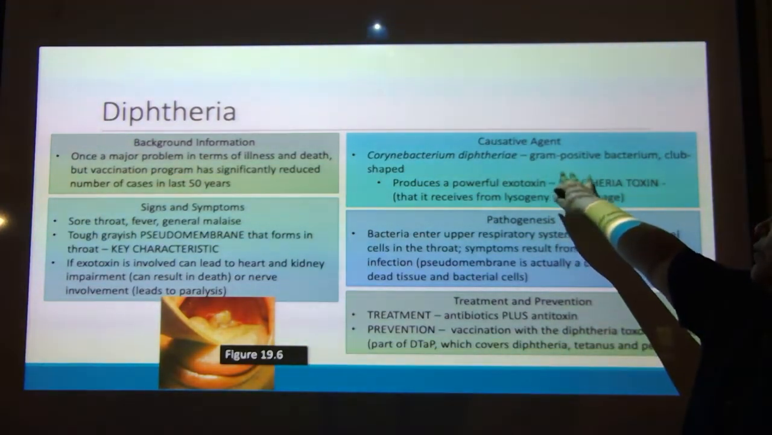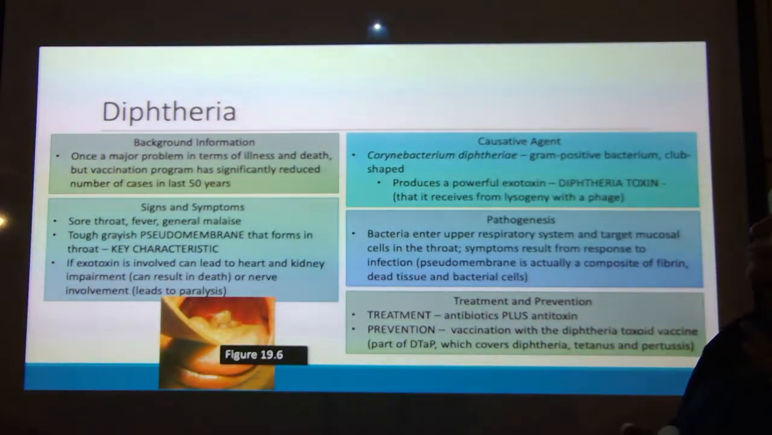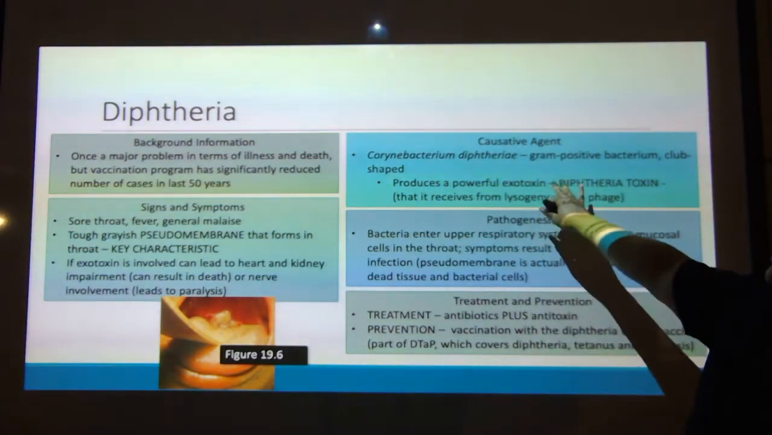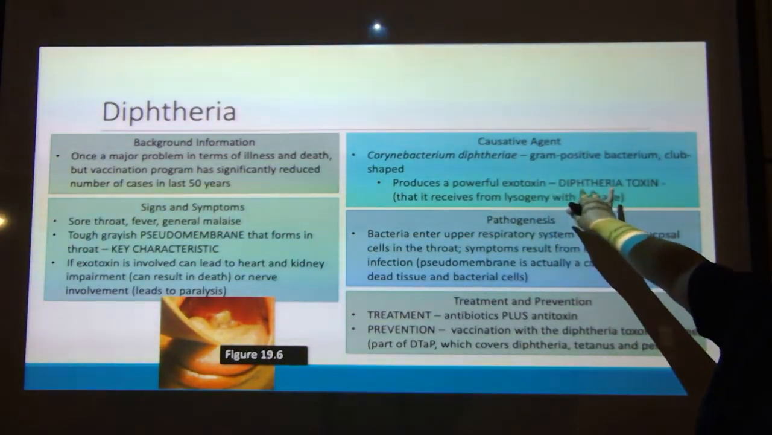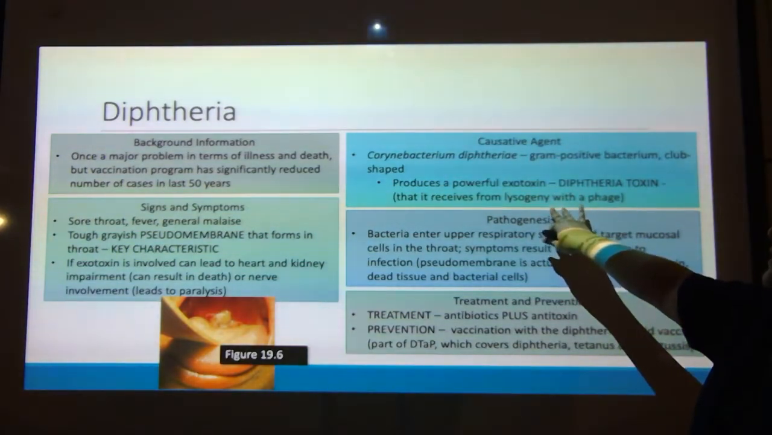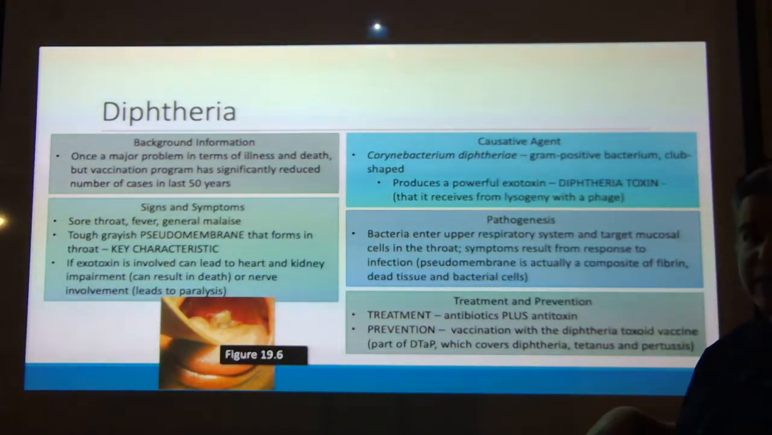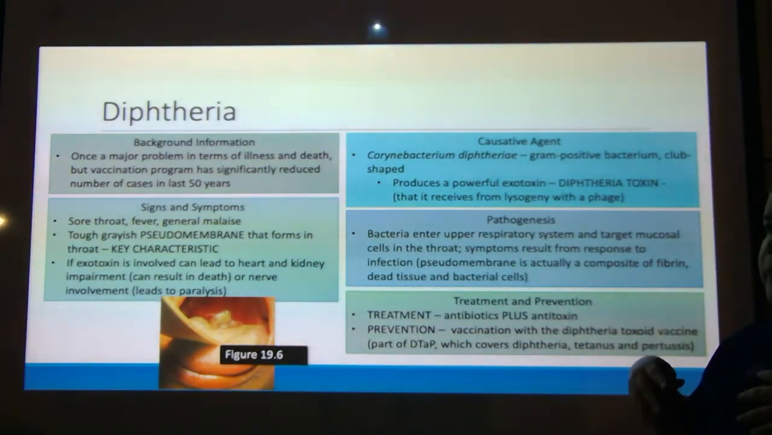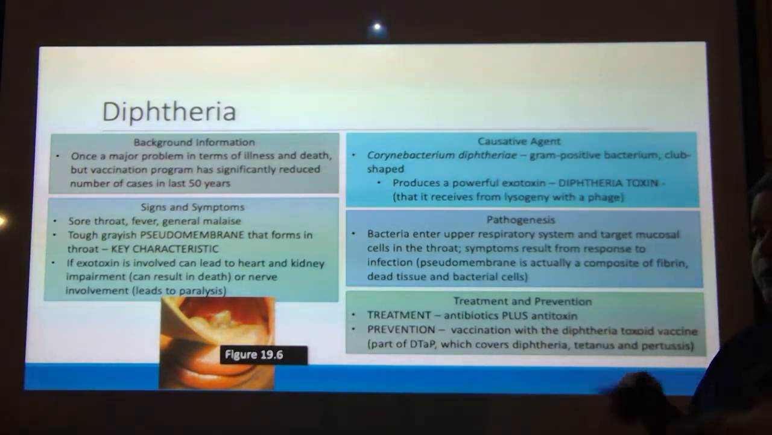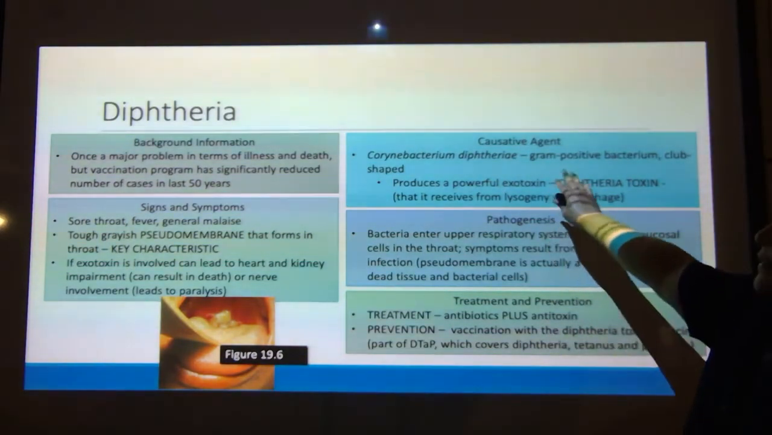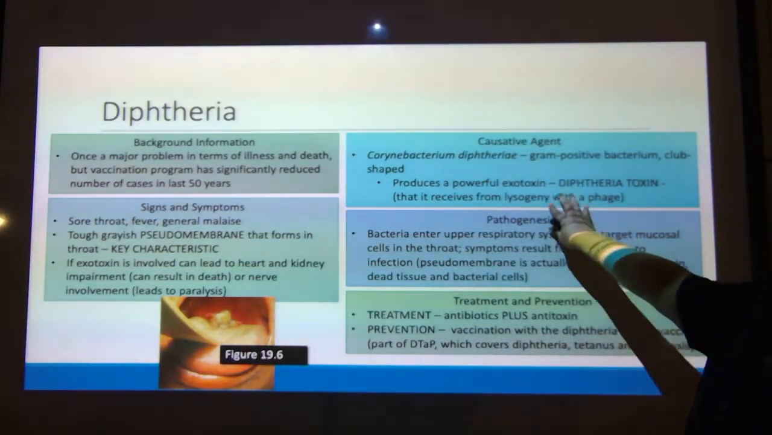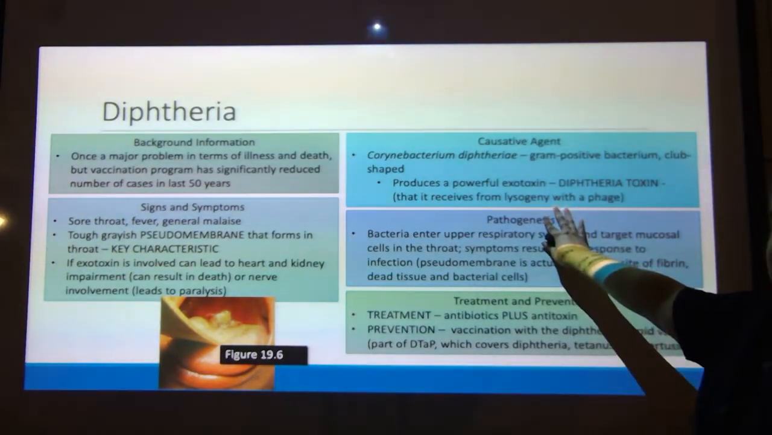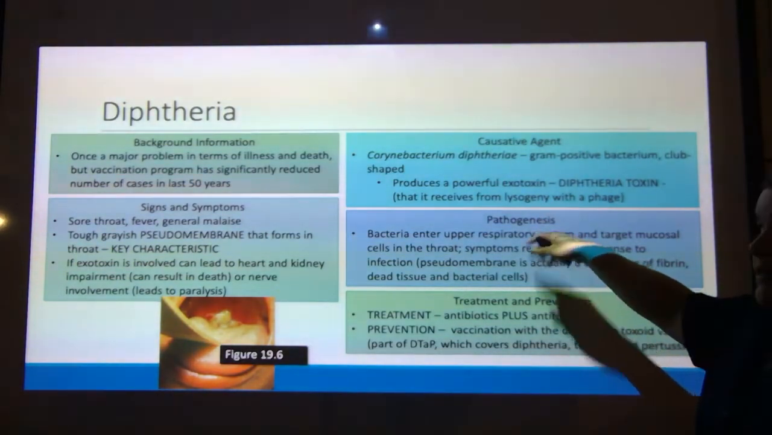Corynebacterium diphtheriae is the gram-positive bacteria that is club-shaped that causes diphtheria. As I said, it produces a powerful exotoxin, diphtheria toxin, that it receives from lysogeny with the phage. Remember, I can pick up things or I can get it from another bacteria if they conjugate with me. But in this case, this exotoxin comes from lysogeny. A phage picks it up, and instead of transferring the phage's genetic material, it transfers the gene.